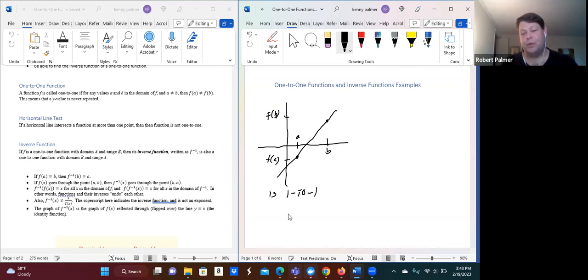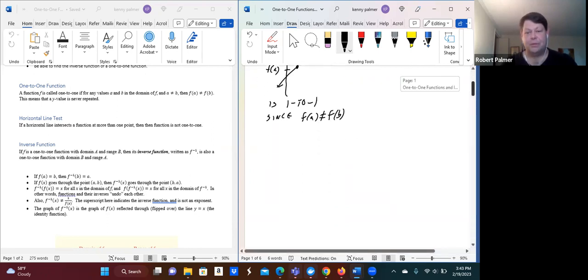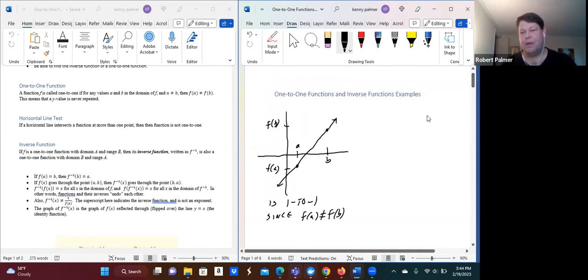And this one is one-to-one, since, and this is true for any values on this function, not just these two. So let me draw a straight line here. Since f of A is not equal to f of B, not just for these two, but for any values.